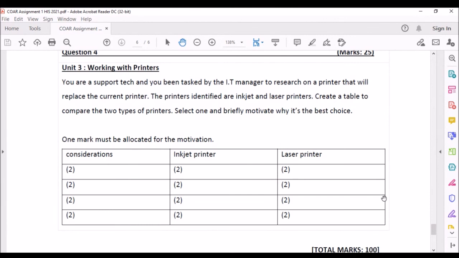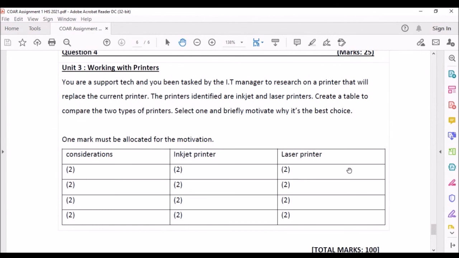select one and then briefly motivate why it's the best choice. I think it's up to you in terms of what you provide, depending on the scenario that you want to use as a distinctive example. If that is inkjet, state exactly why an inkjet would be applicable and appropriate. If you want to go with a laser printer, the same applies. So just make sure that you don't end at just looking at comparisons between the two, but also provide a recommendation at the end of the day for this particular individual that you are compiling this report or comparison list for.